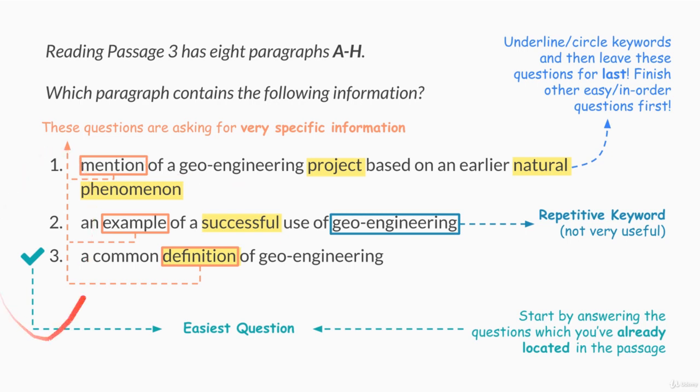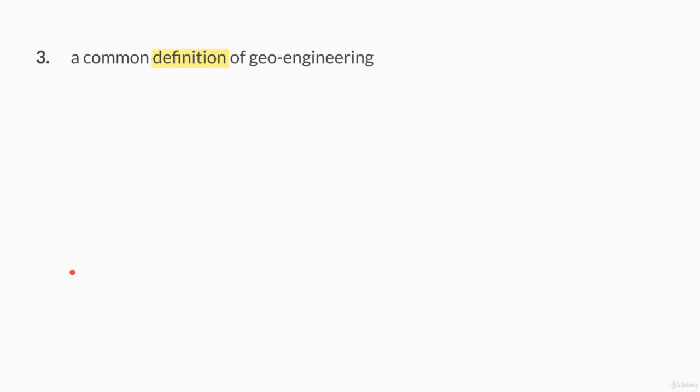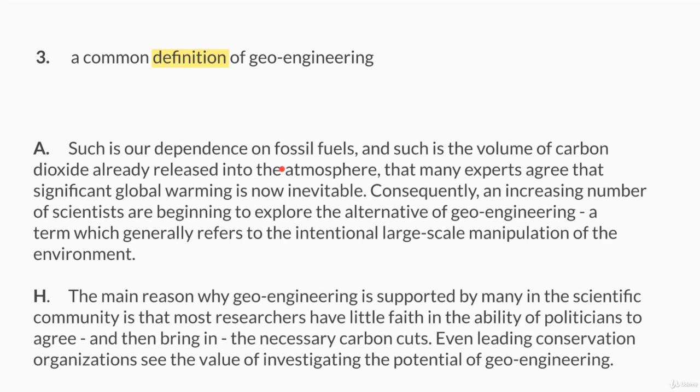Now let's go ahead and start off by answering these questions, and I'm going to start off by answering question number 3. So question 3 is a common definition of geoengineering. So let's look at our paragraphs now. Let's say that we are comparing these two paragraphs. Of course, when you are actually sitting in your test, you are going to have the entire reading passage and you're going to have multiple paragraphs through which you will have to search the information. In this case, our answer choices are between paragraphs A through H.